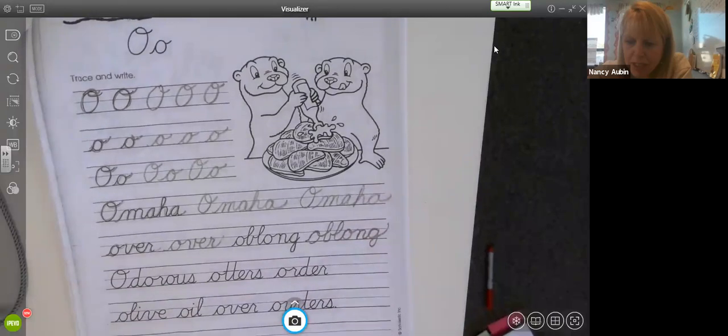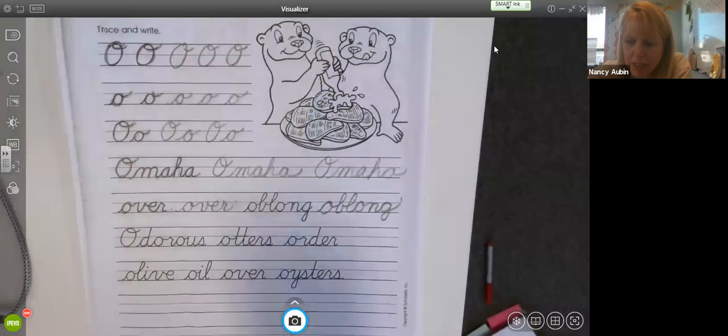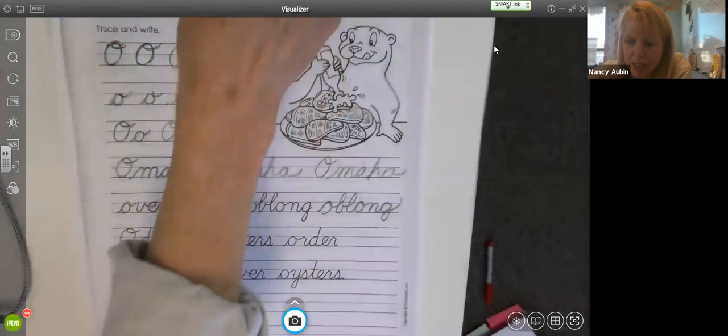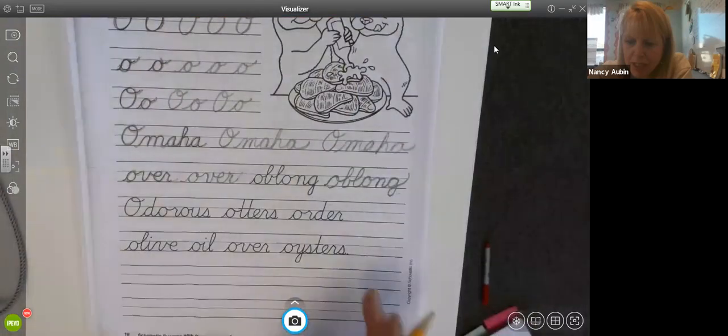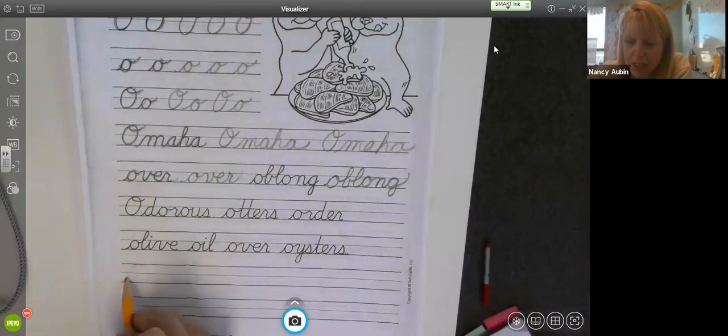Odorous otters order olive oil over oysters. Woo, a little bit of a tongue twister. That's your alliteration. You're going to trace over it to get the feel. Be sure to leave spaces between your words. You're not going to connect to those. And then let's try it.